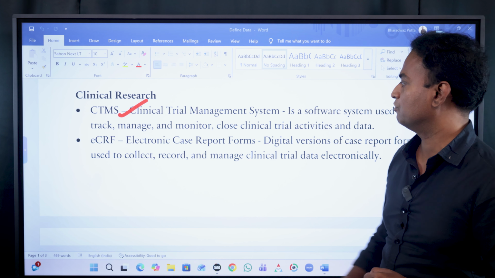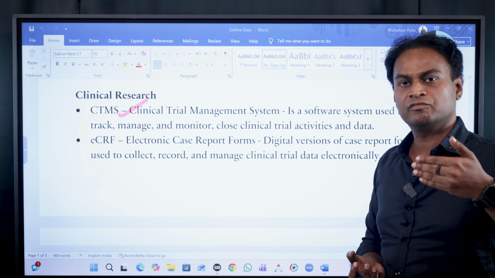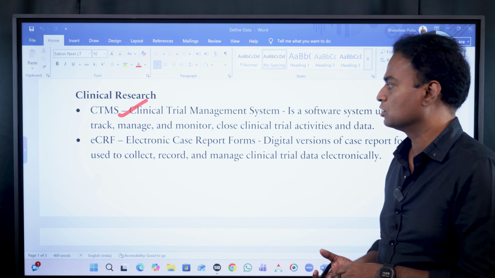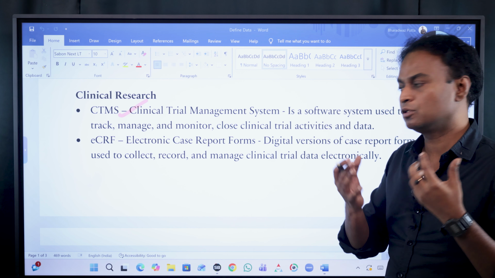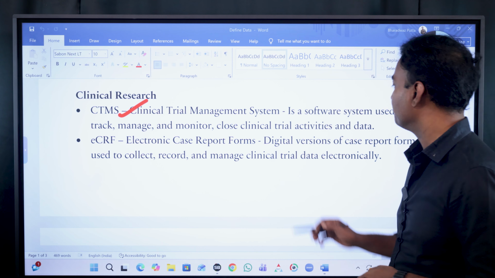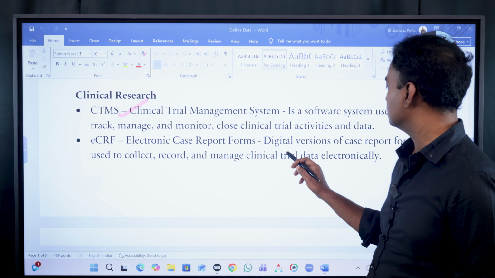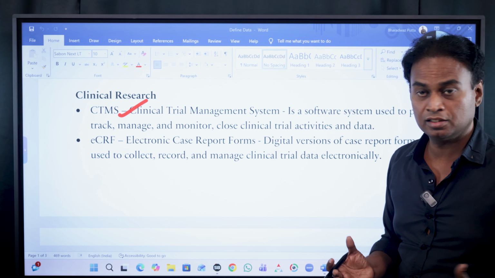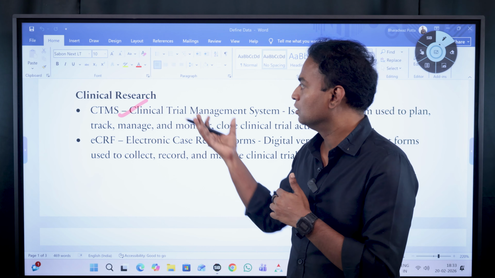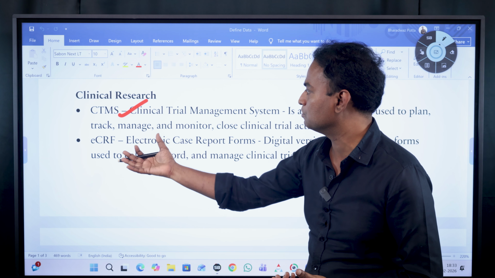Next one is eCRF, electronic case report form. How do we collect the case? Starting from demographics to presenting complaints to finally prescription and progress notes, all the things related to a patient in a clinical trial are collected in the electronic case report form. It is a digital version of the case report form where you collect, record and manage clinical trial data electronically. This eCRF is particular to a patient, or in the clinical research scenario we call it a subject. This is related to a subject.